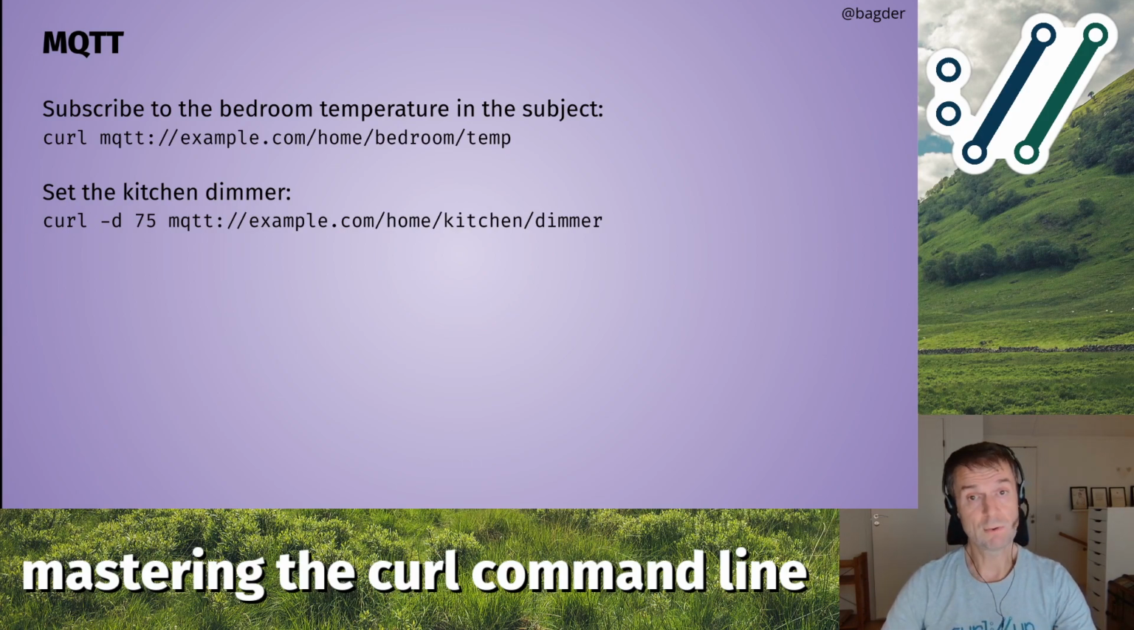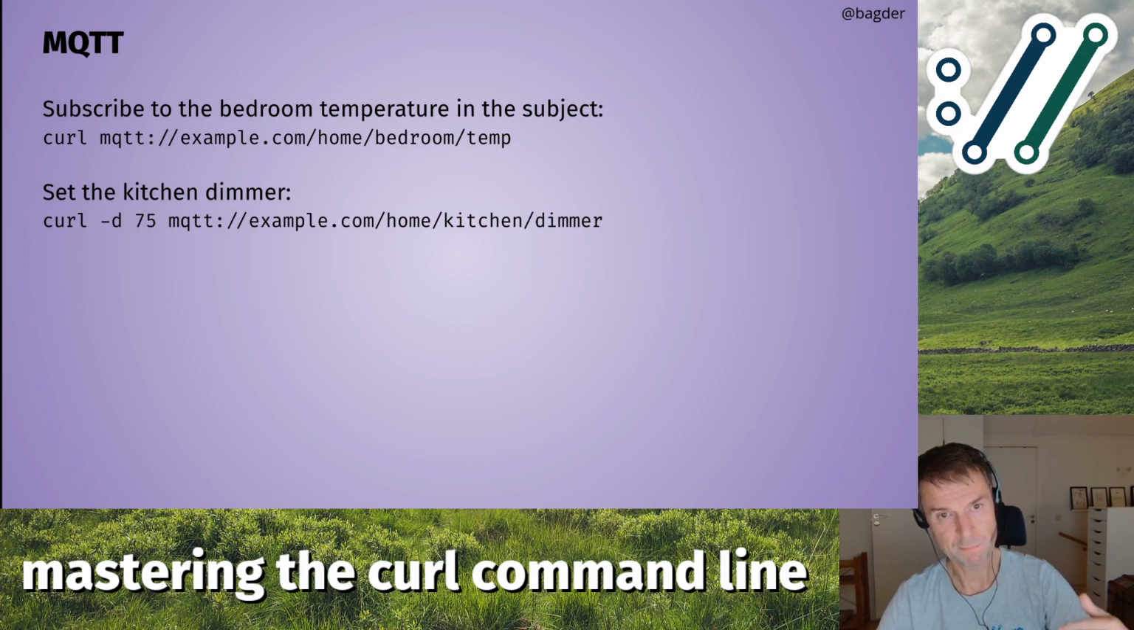And going on further, you can do pretty much the same thing with MQTT. It's usually a way to work with smaller embedded systems, and you can download data. That basically means subscribing to something like a bedroom temperature, or you can upload data or set data. You set the value of 75 to the kitchen dimmer with the mqtt:// scheme in the URL. So download, upload, even though in those particular protocols they don't actually speak about download and upload.